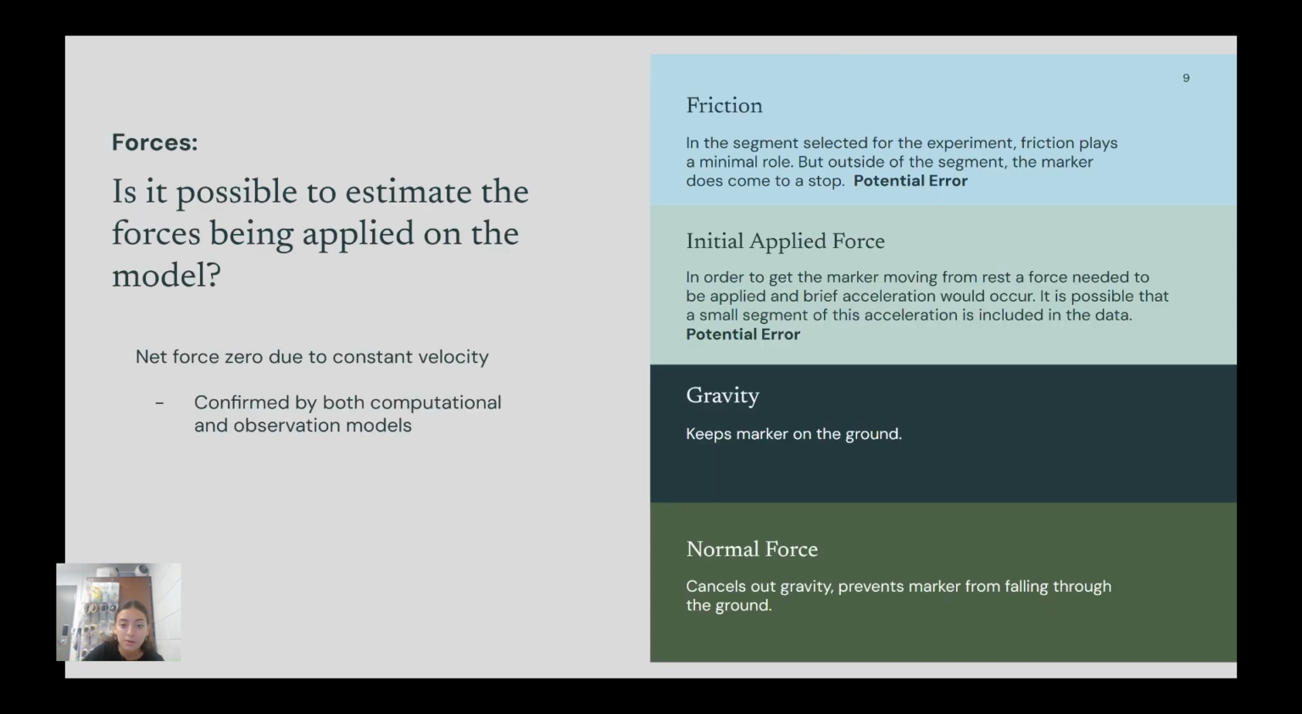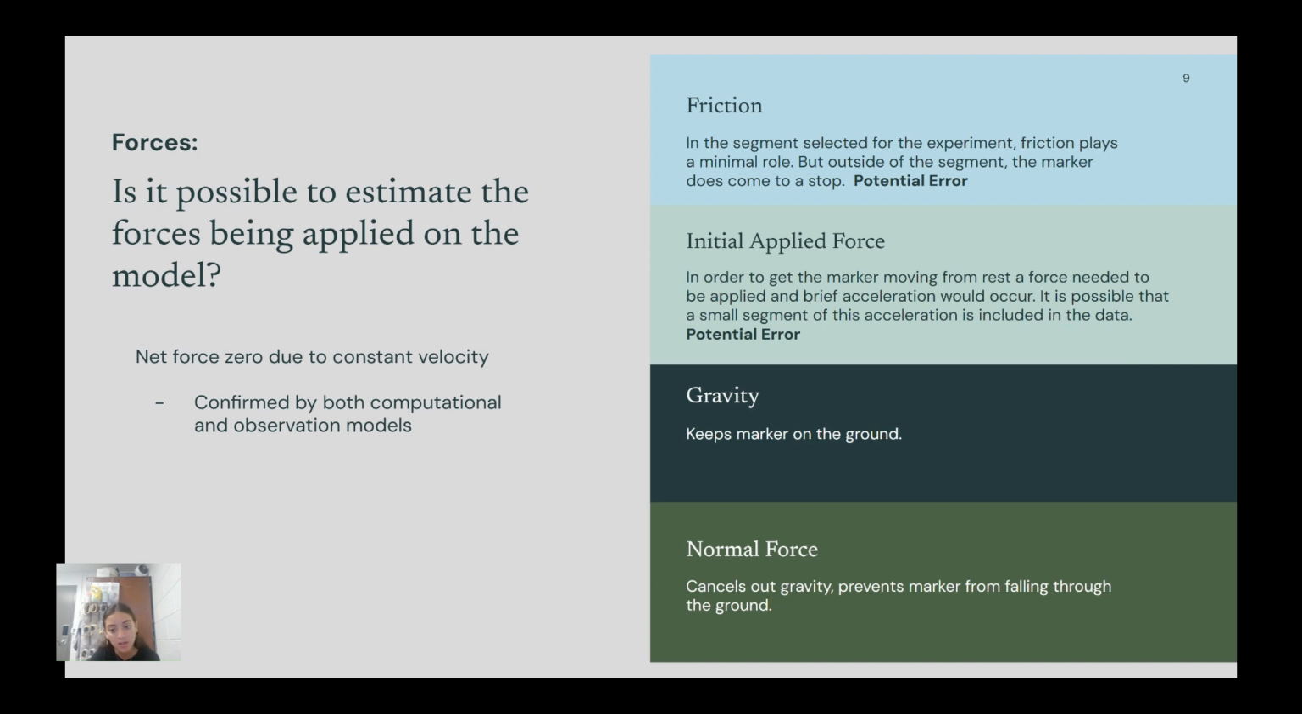Is it possible to estimate the forces being applied on the model? Well, due to our generally straight line, we can take away that the net force was 0 during at least a majority of it, other than the very start and the very end. This is confirmed by both the computational and the observation models. What we do know, however, is that there was friction, which caused the object to stop, and there was the initial applied force, which caused the object to start moving. So in the x direction, we may have possible forces on either end, but in the middle segment, which was the basis of where our data was taken from, it is generally 0.